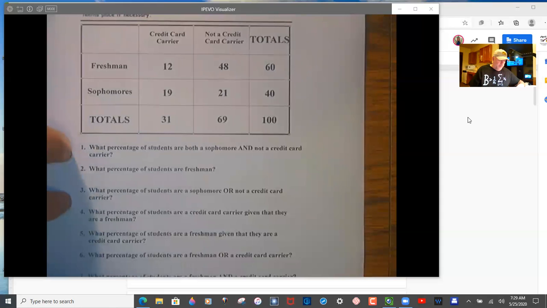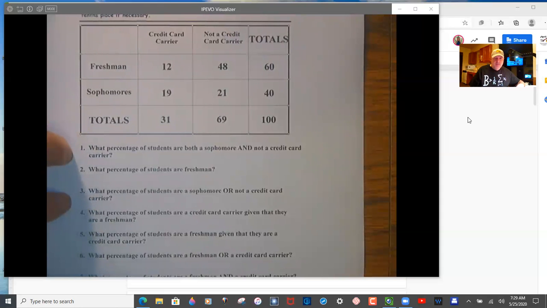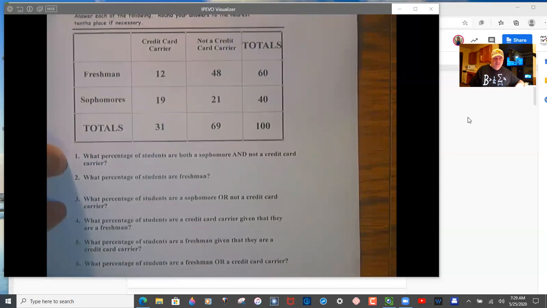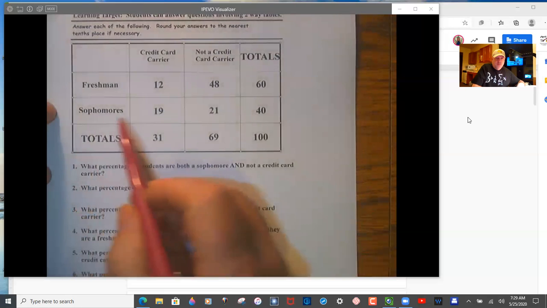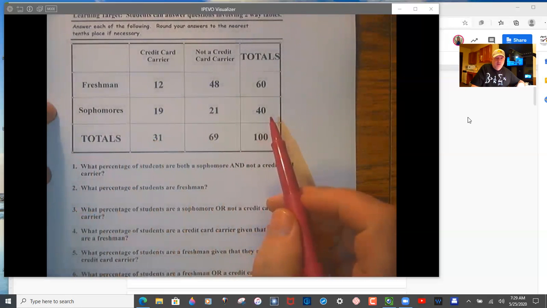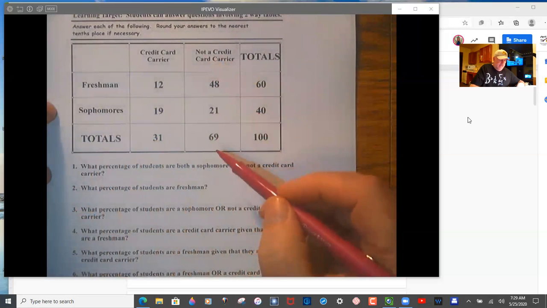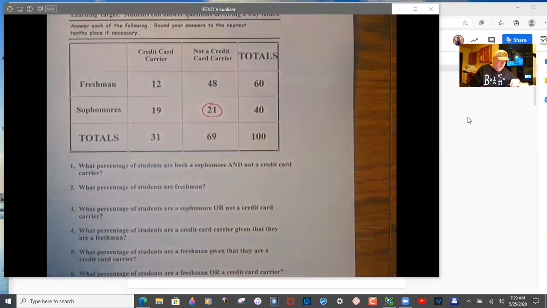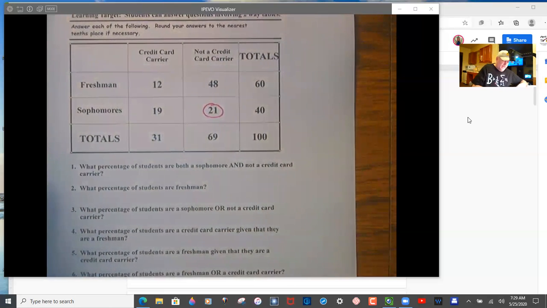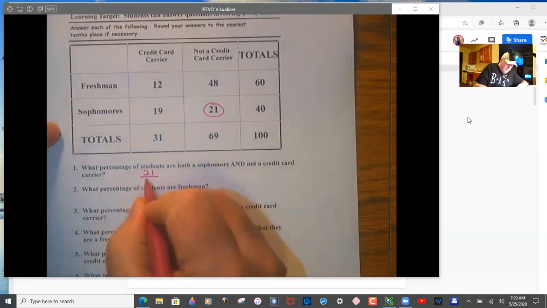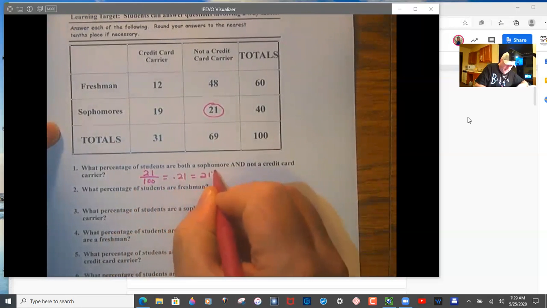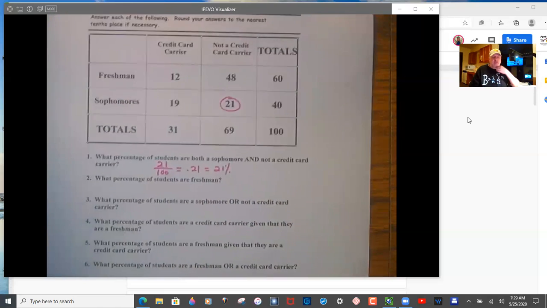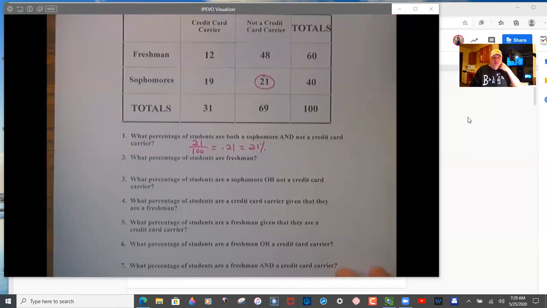So let's look at problems 1 and 3 first. What percentage of students are both a sophomore and not a credit card carrier? So you go across the sophomore row and then down the column, not a credit card carrier. And so that is 21 out of 100. Then you can just convert that to a decimal and a percent, which I will not spend a whole lot of time talking about.